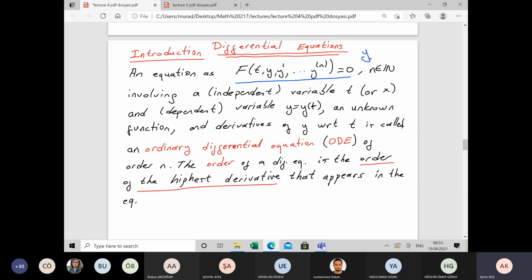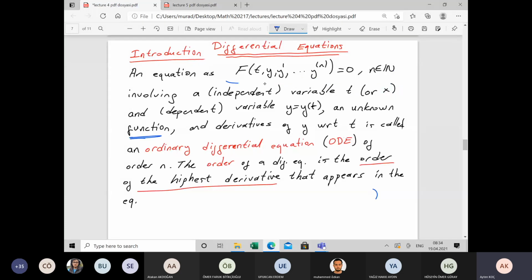Here y is a function and t is a variable, so y is y of t. y is the dependent variable and t is the independent variable. Here n is a natural number. Sometimes we can use x instead of t, and then y is y of x, x is the independent variable, and y is the dependent variable, called a function.